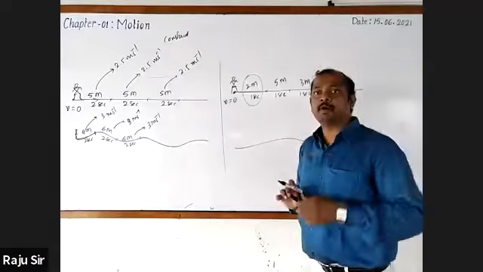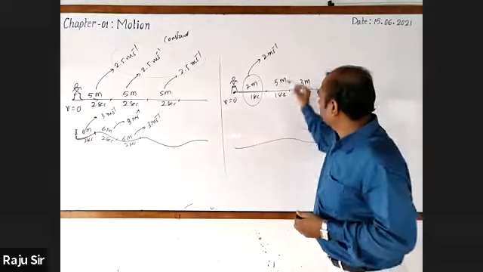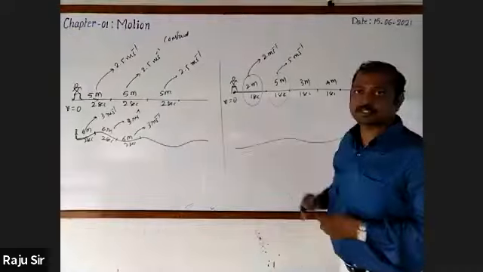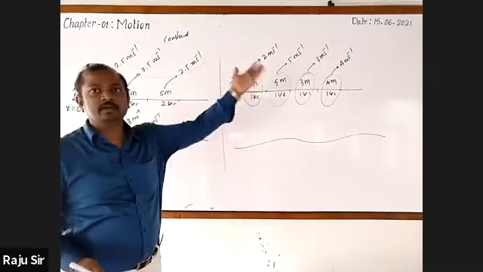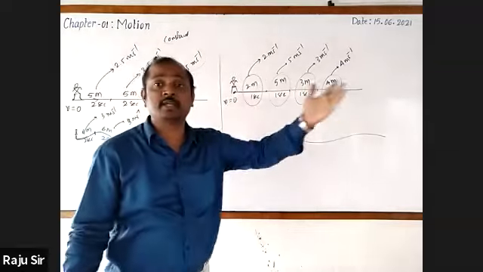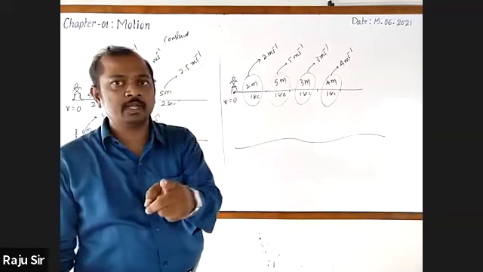Now, what is the speed with which the ball has moved? 2 meters per second. In the next case, 5 meters per second. Third case, 3 meters per second. Fourth case, 4 meters per second. You can come to know that the speeds with which the ball has moved are different for every second. Are you following?